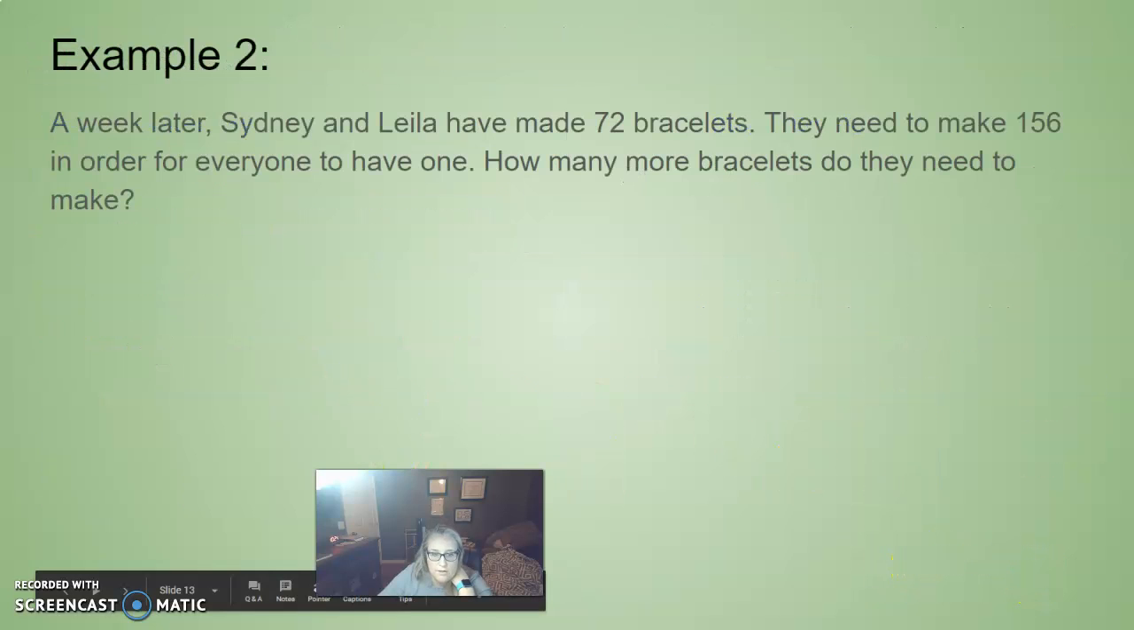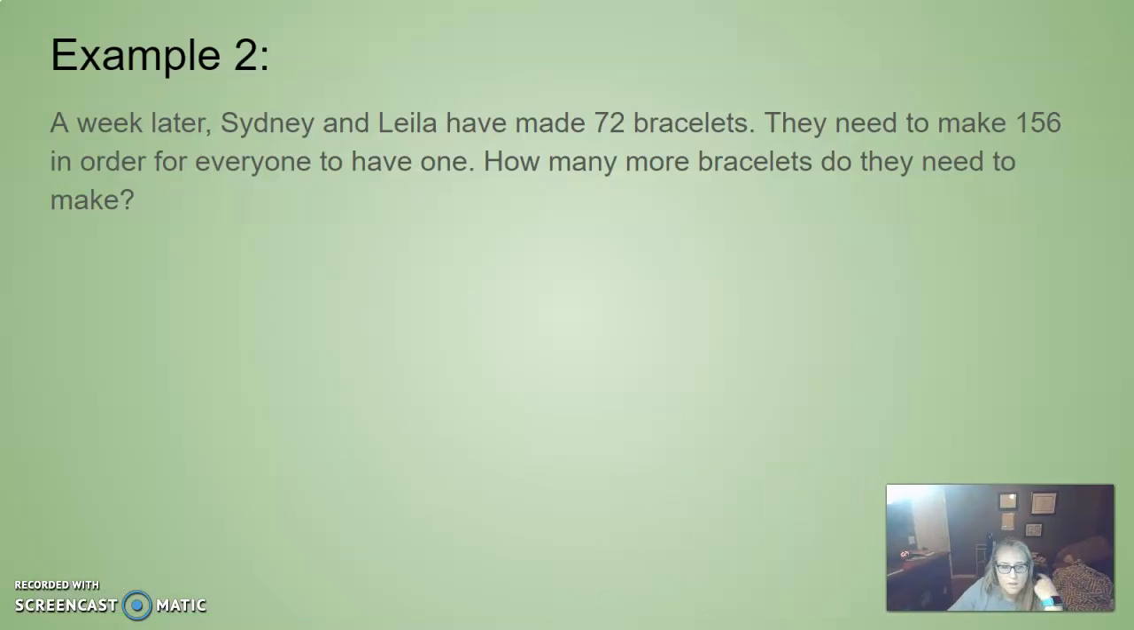Let's look at another example. The next example that we have says, a week later, Sydney and Leela have made 72 bracelets. They need to make 156 in order for everyone to have one. How many more bracelets do they need to make?